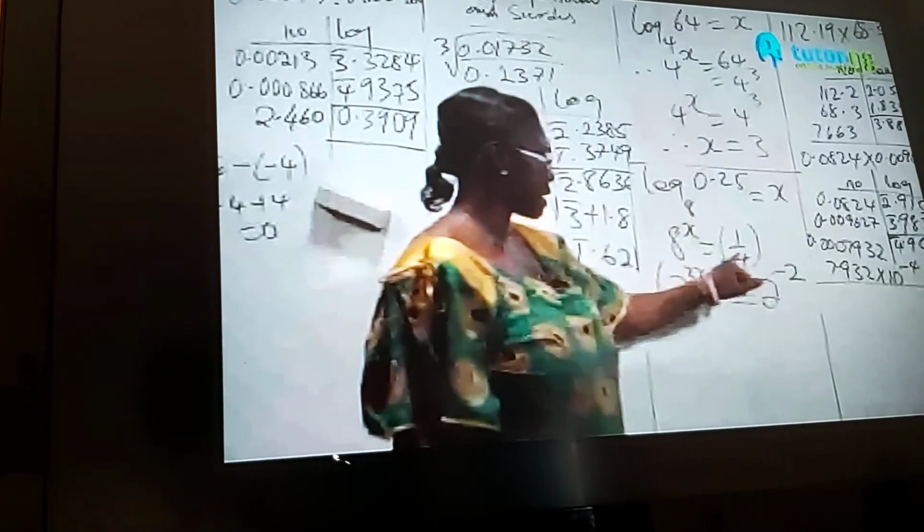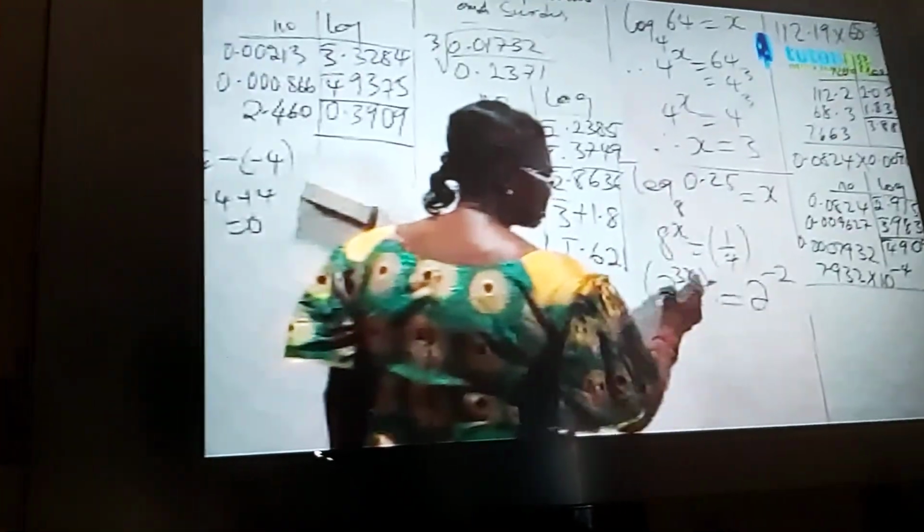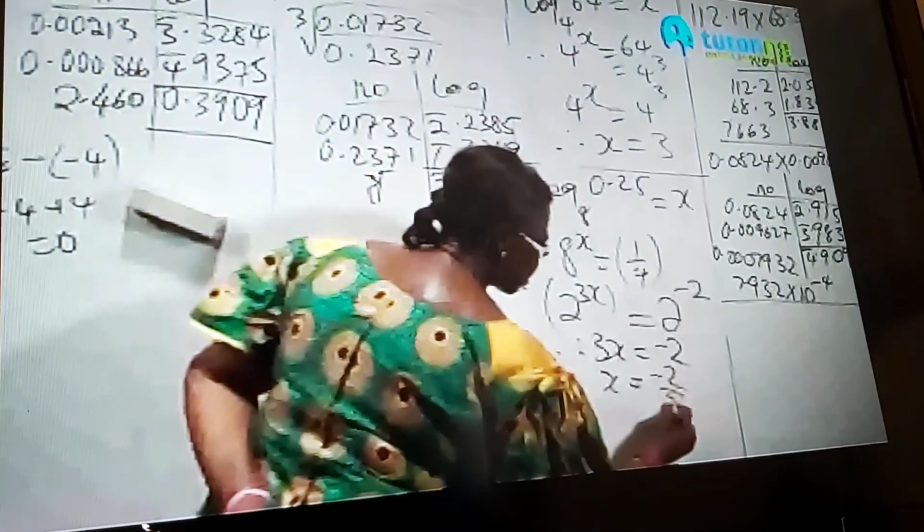The negative part is what makes it 1 over, then the power 2 is what makes it 4. Therefore, if the bases are the same, the powers must be the same. So 3x is equal to minus 2. x is equal to minus 2 over 3.